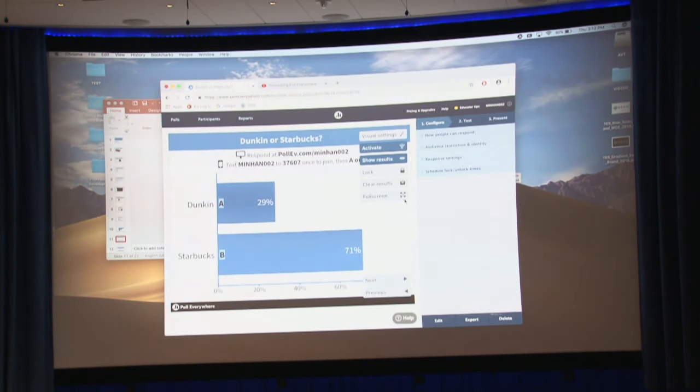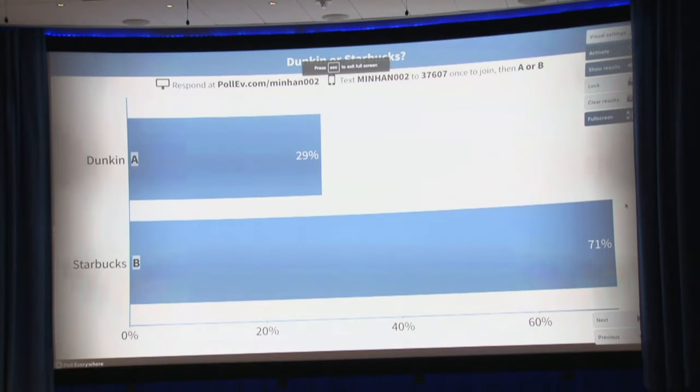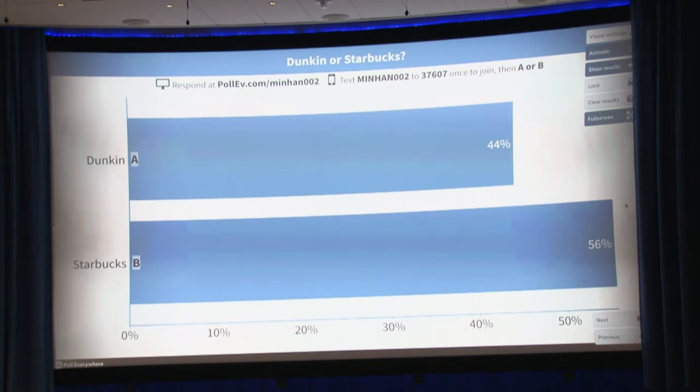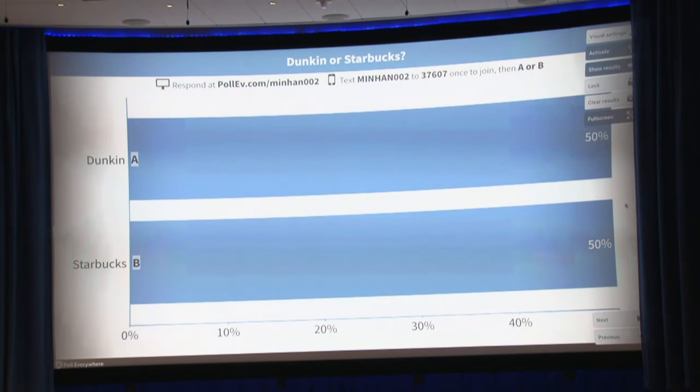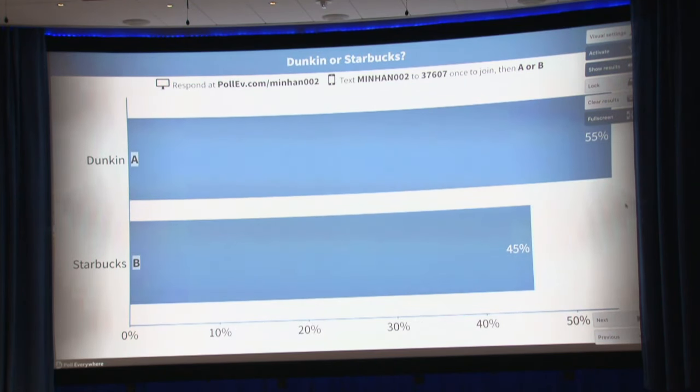Oh, some of you already responded. Very good. So if you are going to have coffee, would you like to choose Dunkin' or Starbucks? You can type that address and answer yours A or B, or you can type A or B if you are using feature phone.